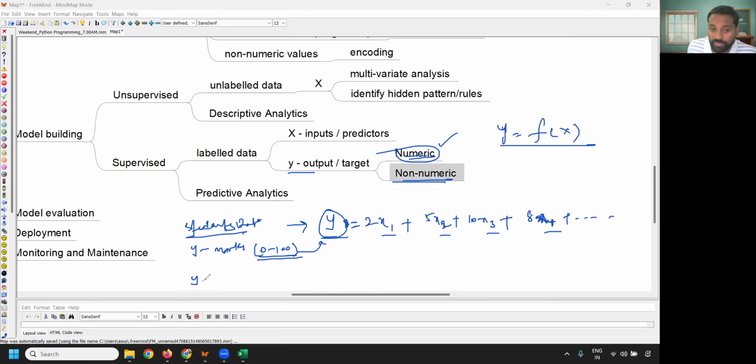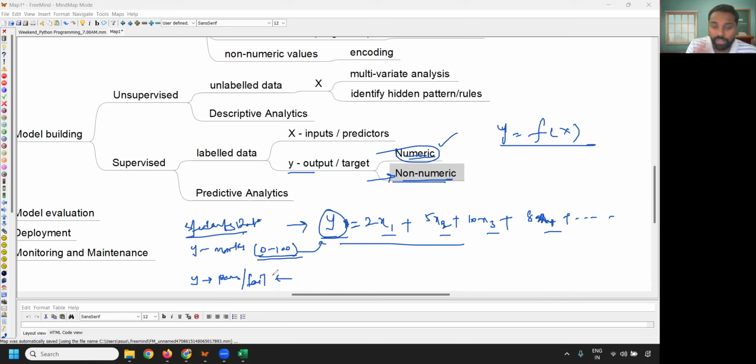But what if my requirement is not about calculating marks, but rather I want to see if the student will pass or fail the exam? That means we are looking at a non-numeric case. Can I directly use a mathematical expression to get this answer?